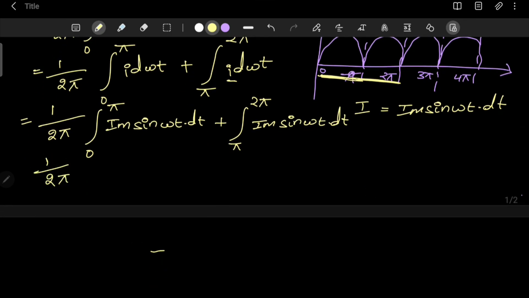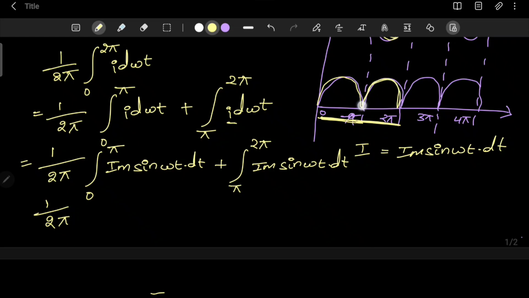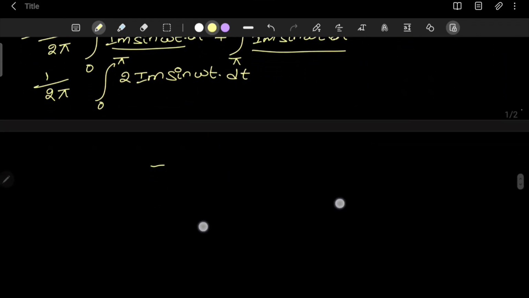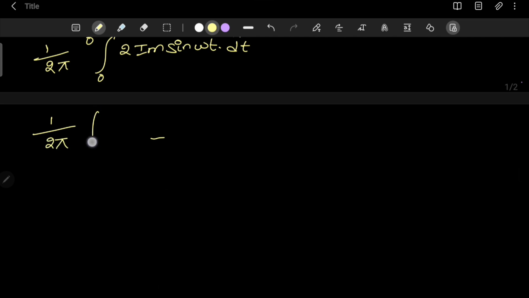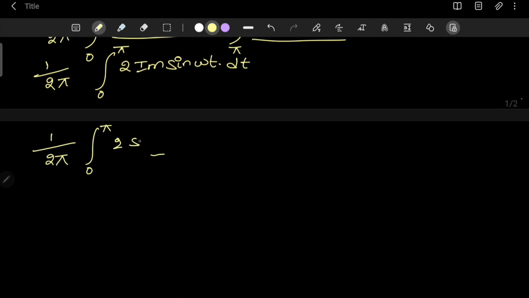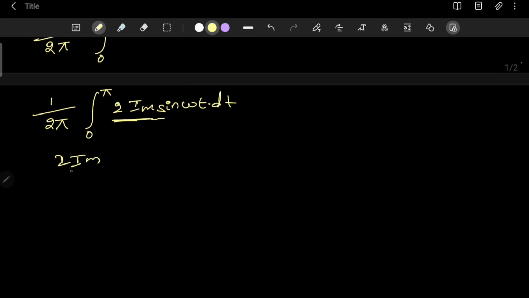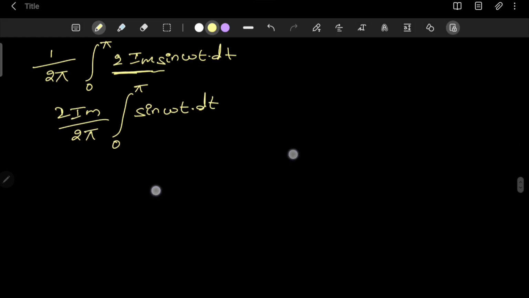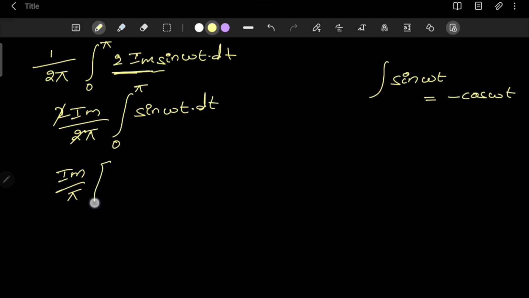Here Im sin omega t plus Im sin omega t, we can consider as 2 Im sin omega t, integral 0 to pi 2 Im sin omega t dt. Now here 2 Im is a constant term, so bring 2 Im outside, that is 2 Im by 2 pi into integral 0 to pi sin omega t dt. Here the 2 will get cancelled, and we know the value of the integral of sin omega t, that is minus cos omega t, and the limits are from 0 to pi.